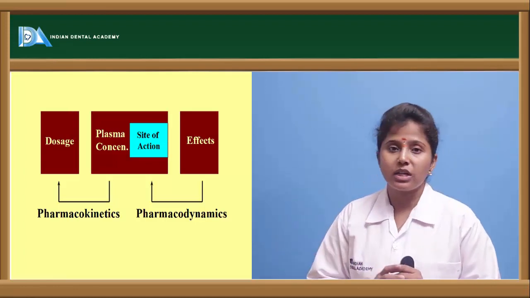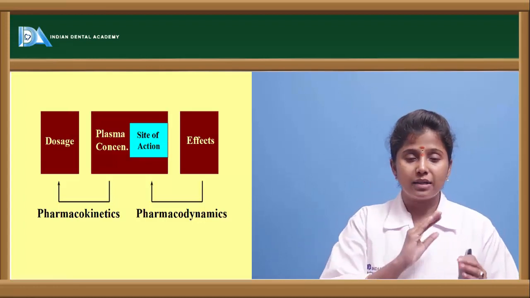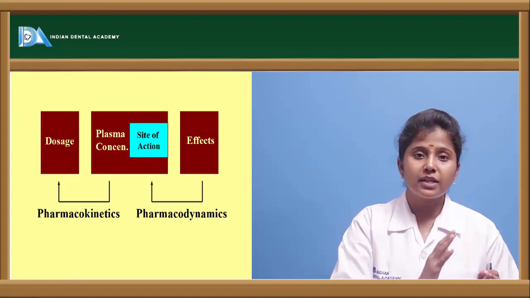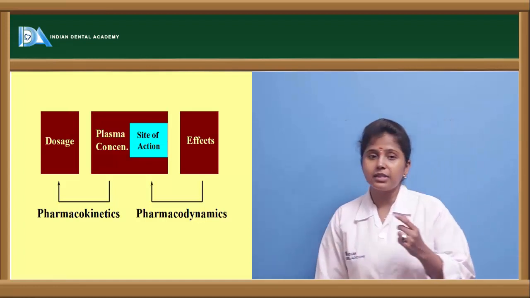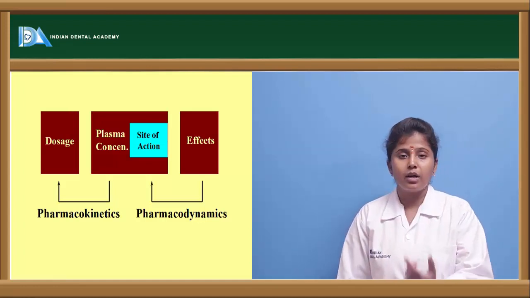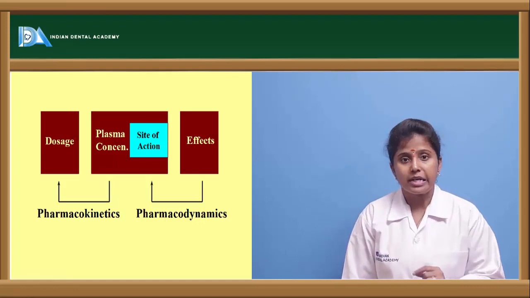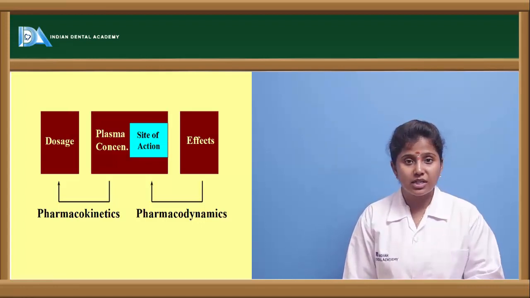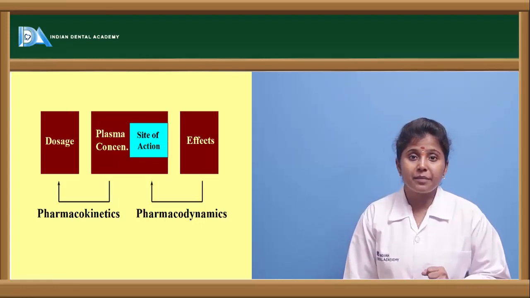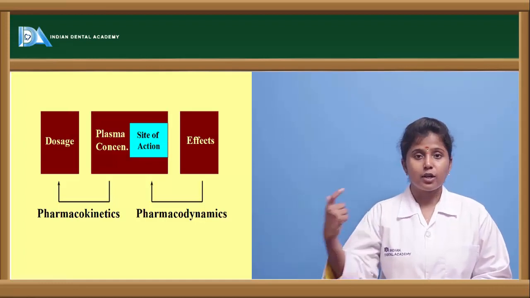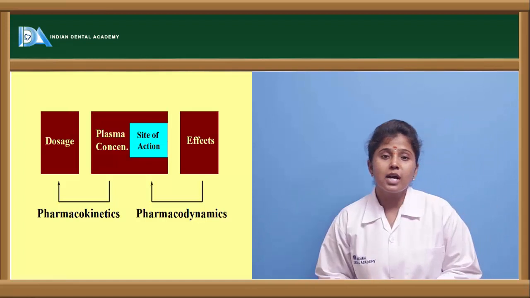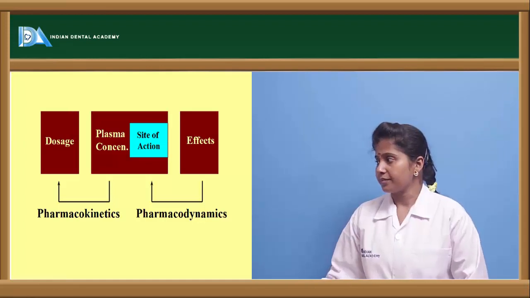That part is called pharmacokinetics. Pharmacokinetics is the process by which the drug is released and reaches the systemic circulation. Once the drug is released into the blood, it has to bind to some site. It has to bind either to a receptor or to some enzyme. By binding, it exerts its effect. This process is called the pharmacodynamic process.